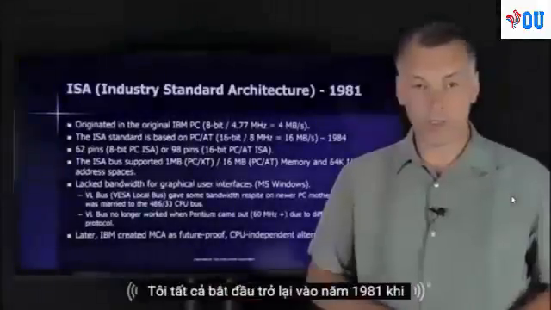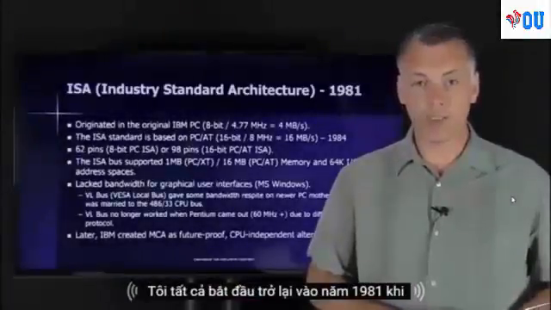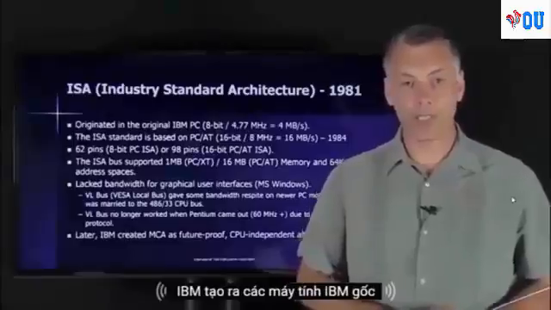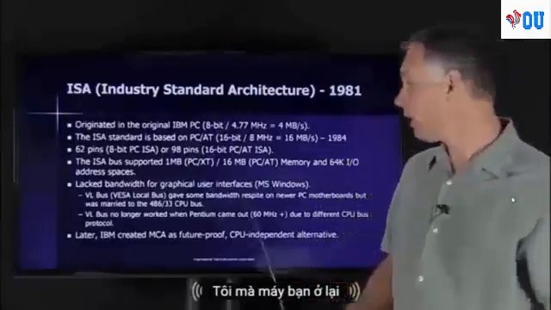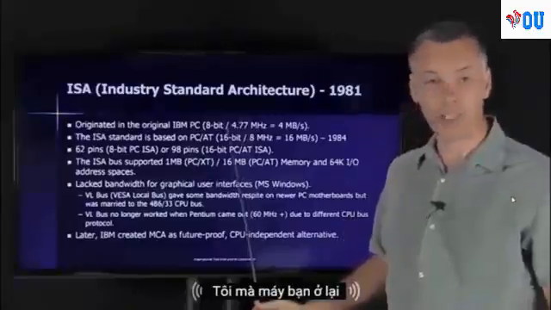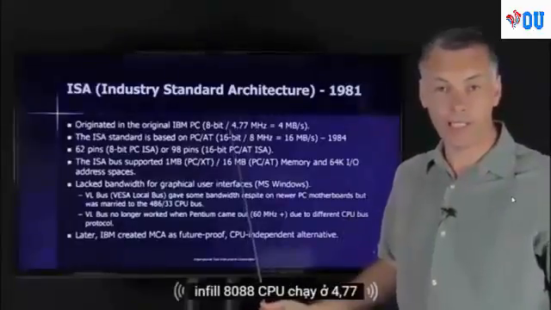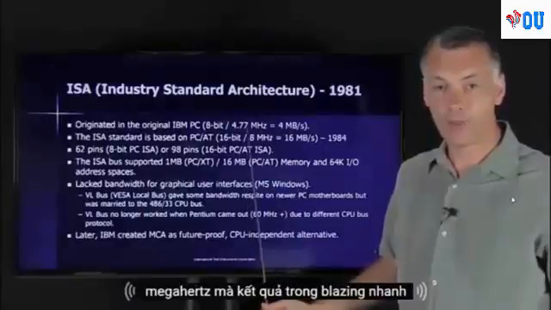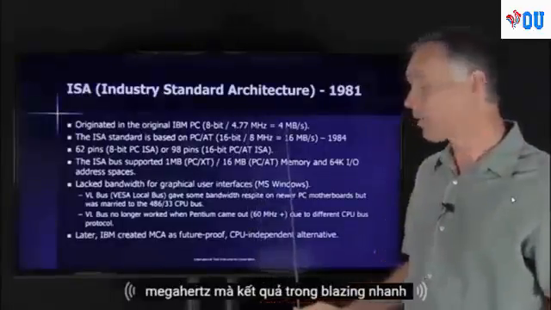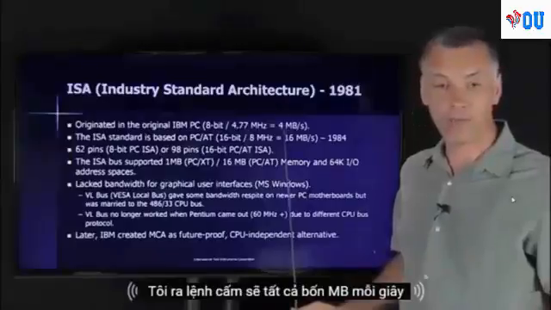So it all started back in 1981 when IBM created the original IBM PC. That machine used an Intel 8088 CPU running at 4.77 megahertz, which resulted in the blazingly fast I/O bandwidth of 4 megabytes per second.